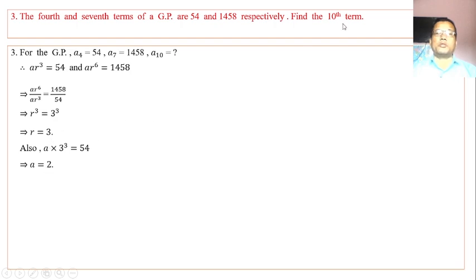These two are the parameters of the geometric progression, therefore a10 equals the first term 2 into common ratio 3 to the power 10 minus 1. Simplify, we get 39366, which is the required value of the 10th term.